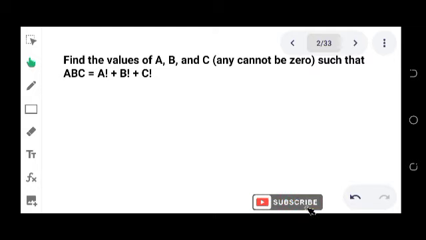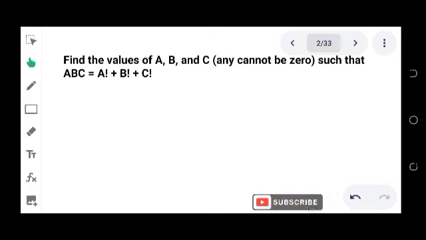Find the values of a, b, and c, wherein none of them can be zero, such that abc is equal to a factorial plus b factorial plus c factorial. Now, the problem is asking us to find a three-digit number so that the number itself is equal to the sum of the factorial of its digits.